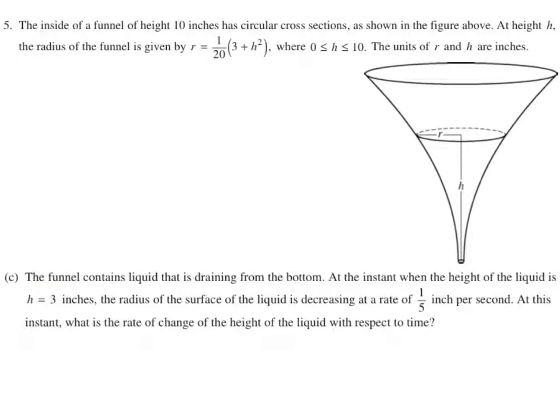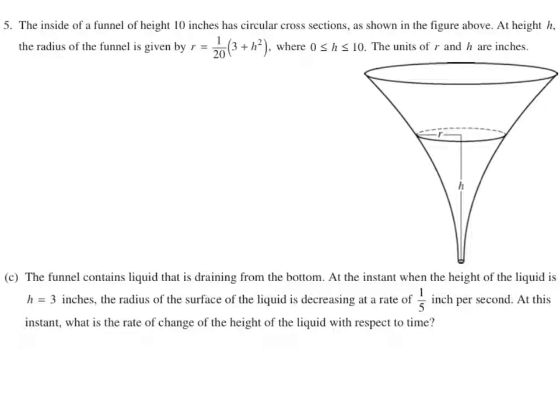Alright, as far as part C, it says the funnel contains liquid that is draining from the bottom. Drip, drip, drip. At the instant when the height of the liquid is h equals 3 inches, the radius of the surface of the liquid is decreasing at a rate of 1/5 inch per second. Wow. At this instant, what is the rate of change of the height of the liquid with respect to time?